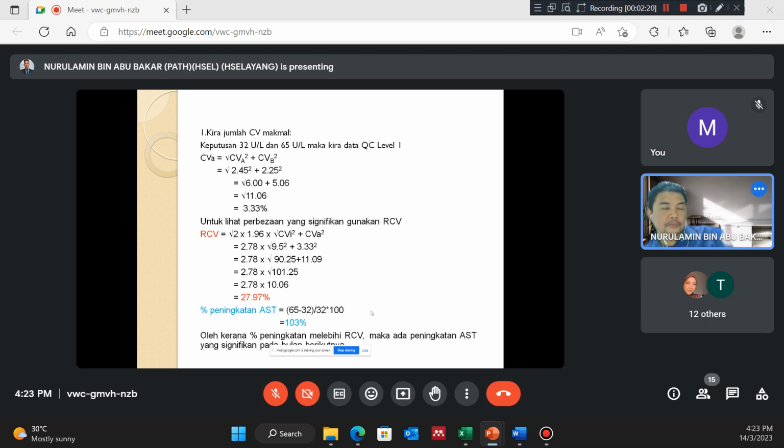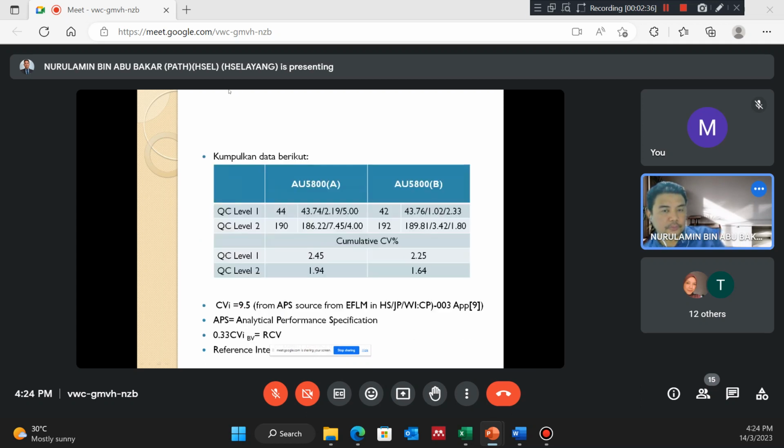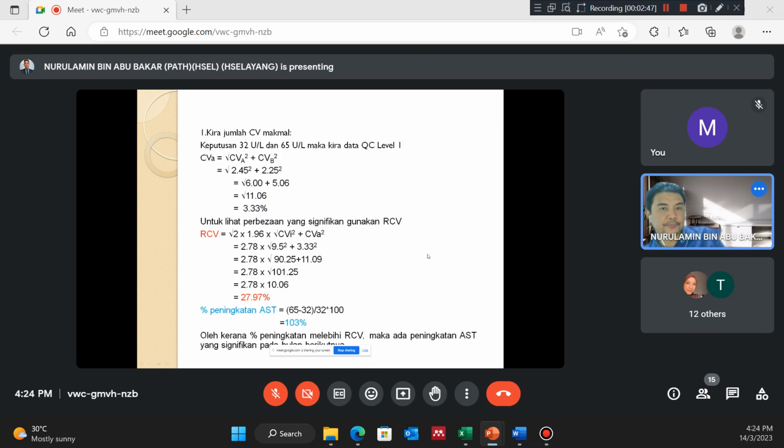Okay, and then the CVA, we just combine from 2 analyzers tadi, from 2 data. So in this case we have the SD 2.45 combined with 2.25. Okay, with 2.25 with the both analyzers for level 1. And then at the end the same, we have 3.3% of CV.